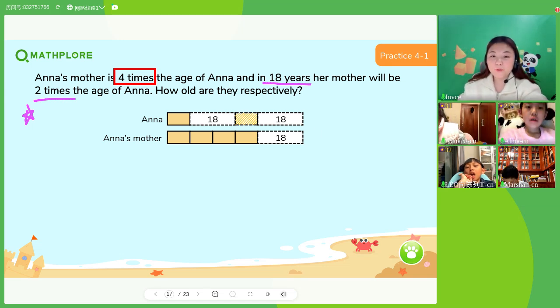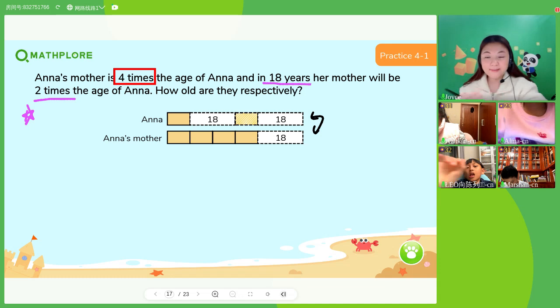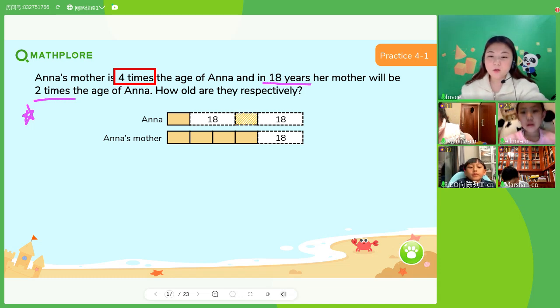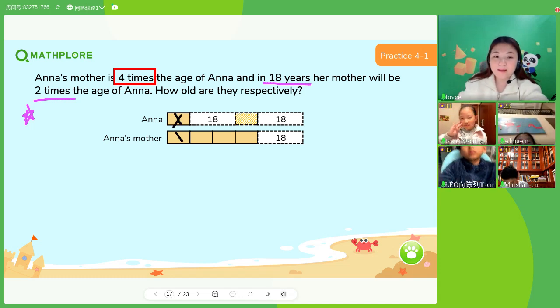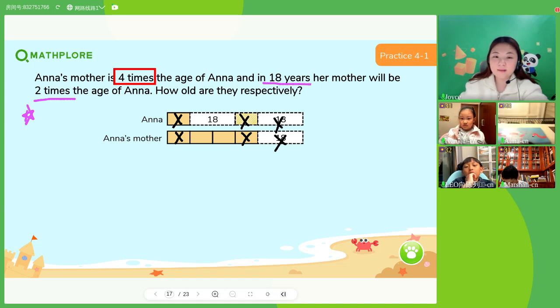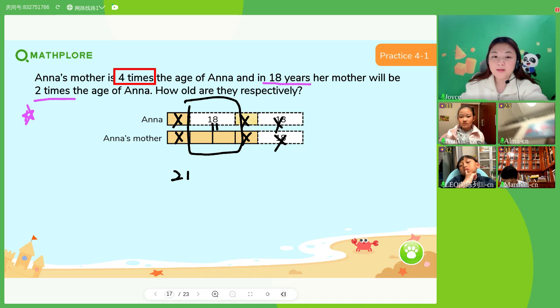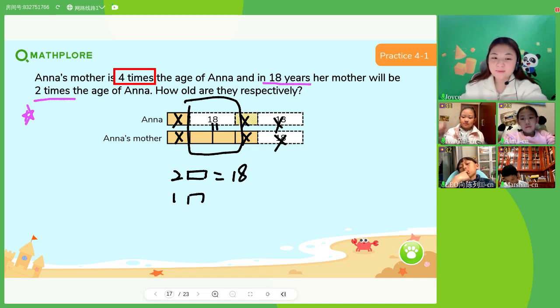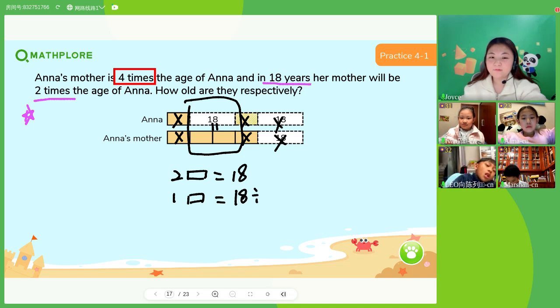Look, we have equal models. They represent the same age, right? So we can take away equal part. Look, we minus the same part, and same part away. The remaining part still be the same. Means 2 segments just equals to 18, right? So every segment equals to how many, Elma? We can use 18 divided by 2, right? Yeah, which is 9.